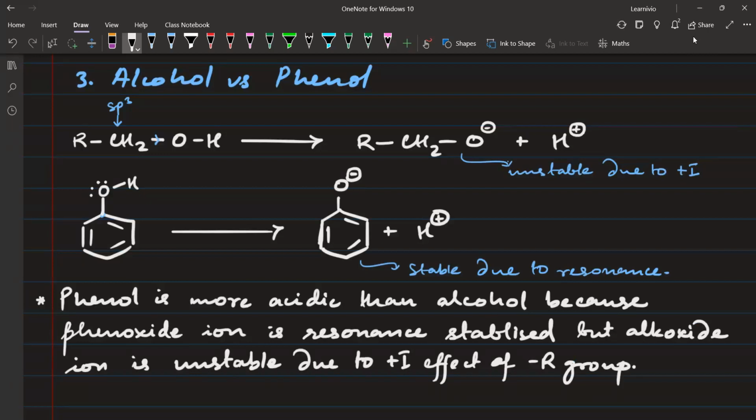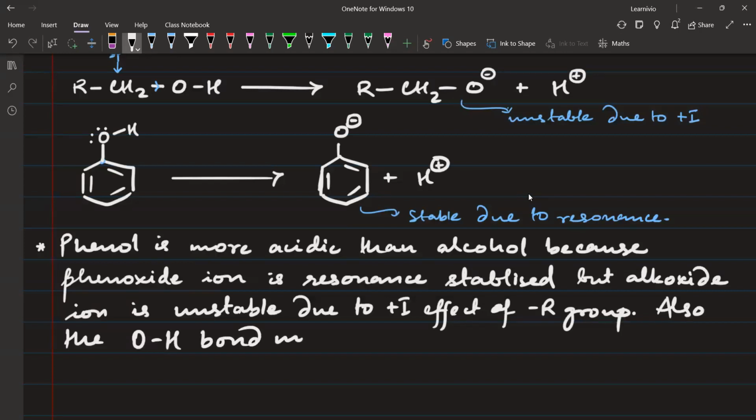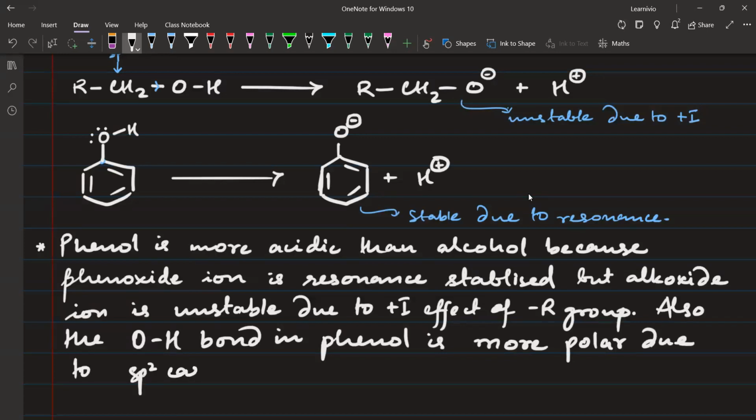ठीक है, तो one reason. Now see, if you write the answer till resonance stabilized, phenoxide ion is resonance stabilized, you are going to get marks. Don't worry about it in the board examination at least. ठीक है. Next point is regarding the sp2 carbon atom and sp3 carbon. So last में also you will write: the OH bond in phenol is more polar due to sp2 carbon and resonance.